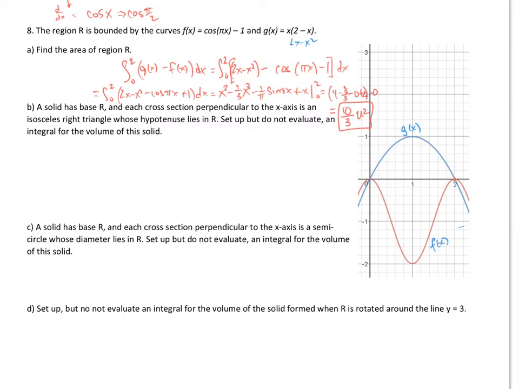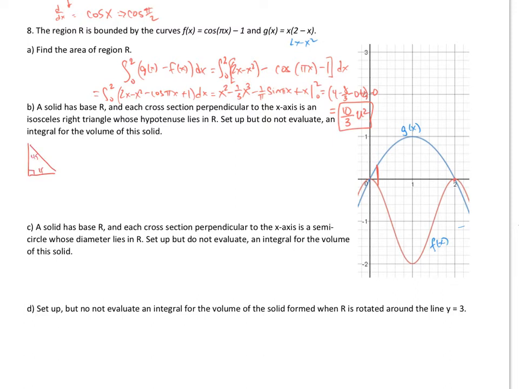Okay, so for part B, it says a solid has a base R and the cross section is perpendicular to the x-axis, so we're taking cross sections this way, is an isosceles right triangle whose hypotenuse lies in R. Set up but do not evaluate an integral for the volume of this solid. Alright, so what we've got here is we are taking cross sections perpendicular to the x-axis, and these are isosceles right triangles. So we have our isosceles right triangle right there, so these will be 45, 45.